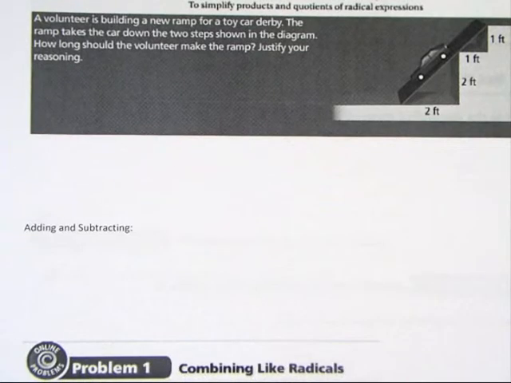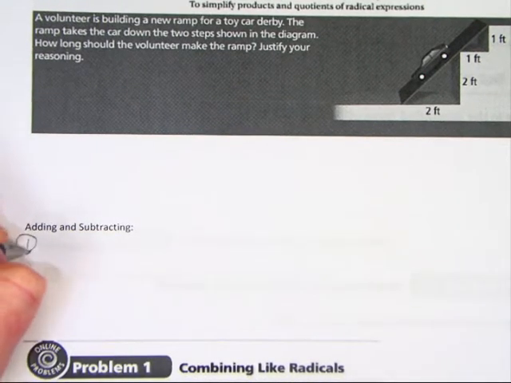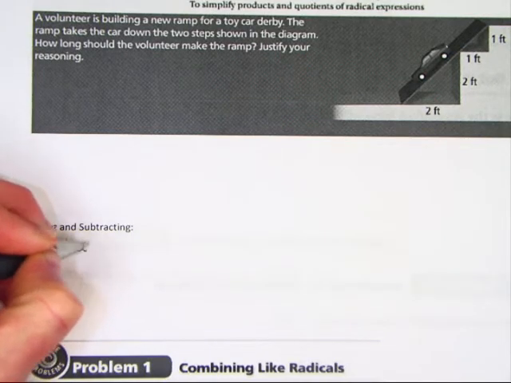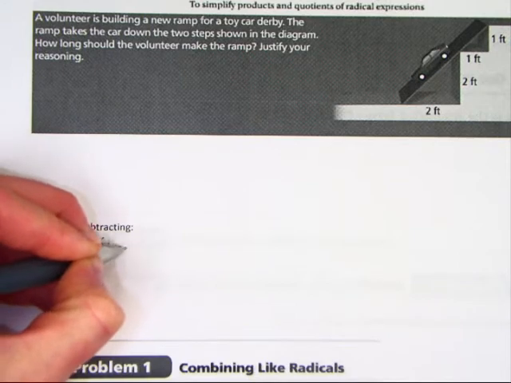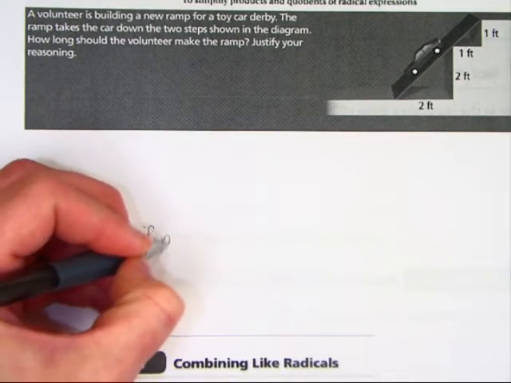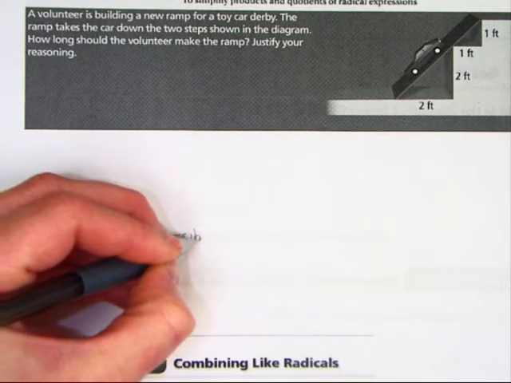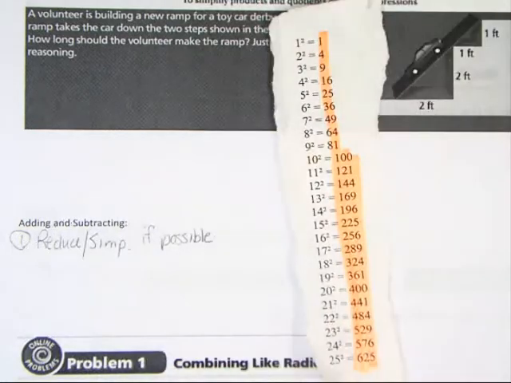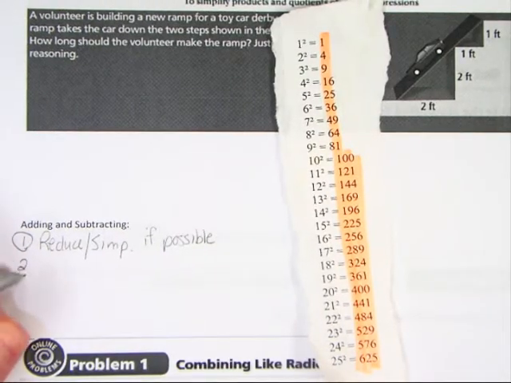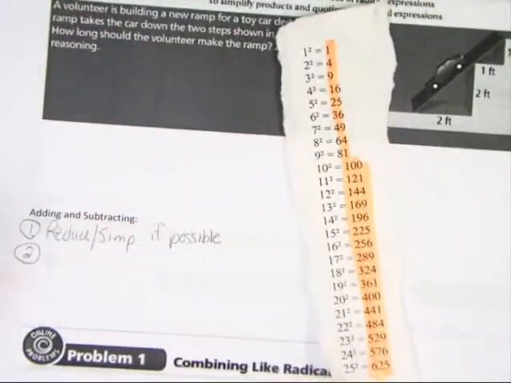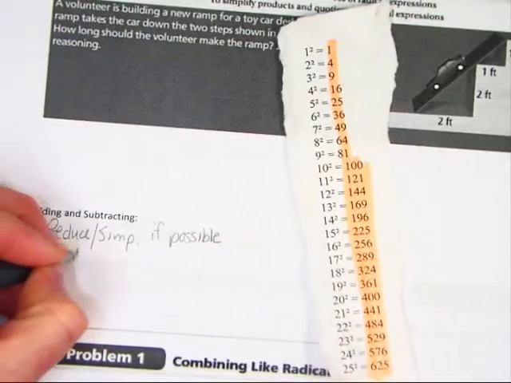Now let's talk about some rules for adding and subtracting. The first rule that I cannot stress to you enough, number 1, reduce if possible. Let's put simplify too, because maybe that's a better word for you to use. Reduce or simplify if possible. That would be where you take your perfect squares and see what goes into them. Step 2, combine like terms, because that's essentially what you're going to be doing.